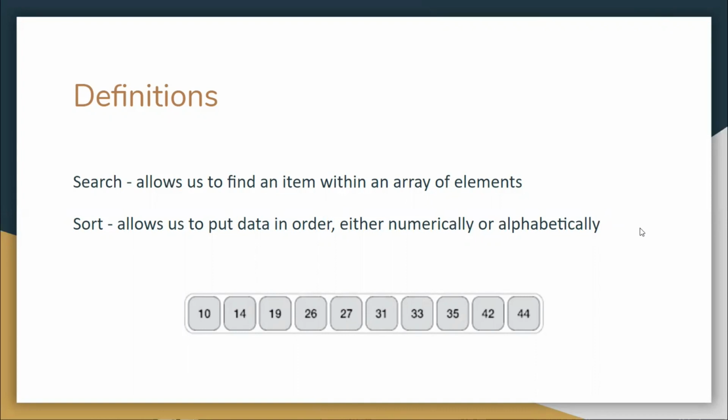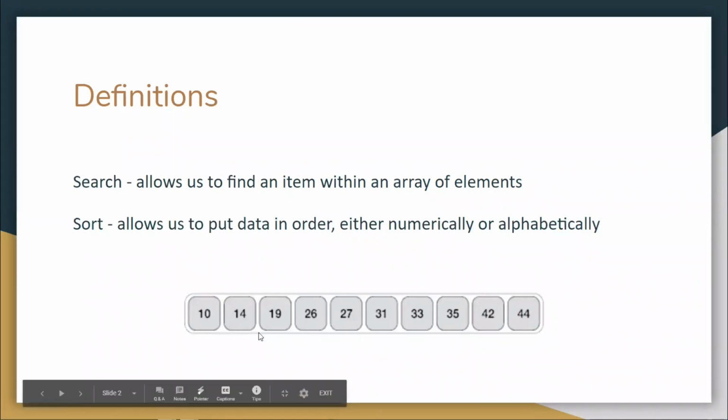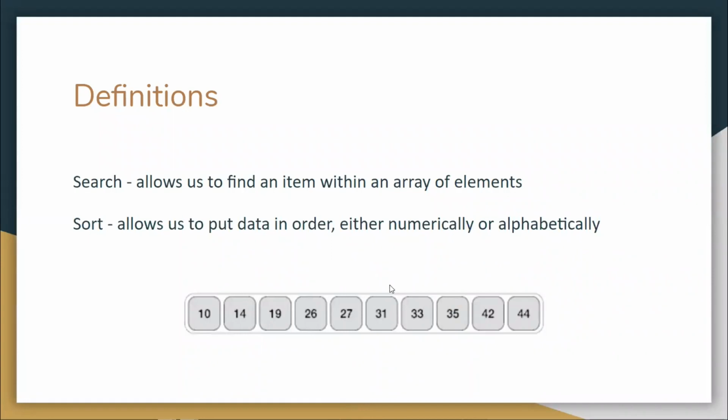And sorting, a basic definition of it, is basically sorting the data. It's pretty self-explanatory. It allows us to put the data in order, either numerically or alphabetically. For example, with integers, you could sort from least to greatest or greatest to least. So, for example, this is an array. If we want to find some element, for example, 31 within it, we could search for it. And the index of 31 in this context, counting 0, 1, 2, 3, 4, 5, would be 5.